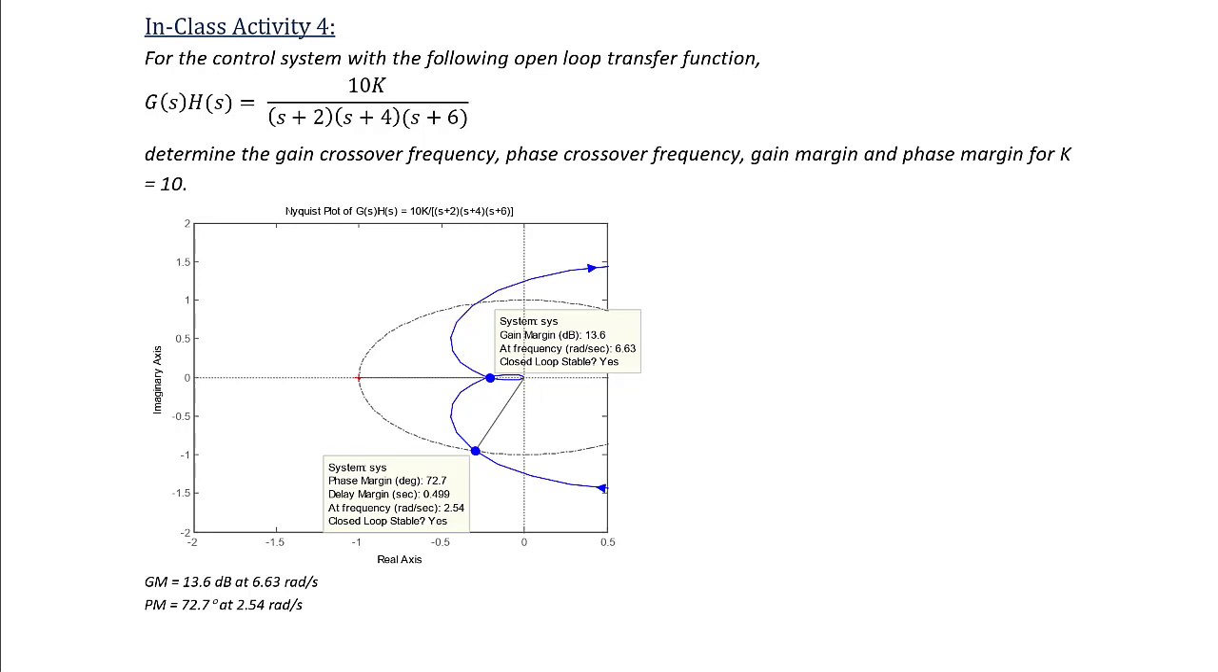What you should see here is that this Nyquist diagram does not encircle -1, and we don't have any right half plane poles. Therefore, Z, which is equal to N plus P, is equal to 0. So this is a stable system.